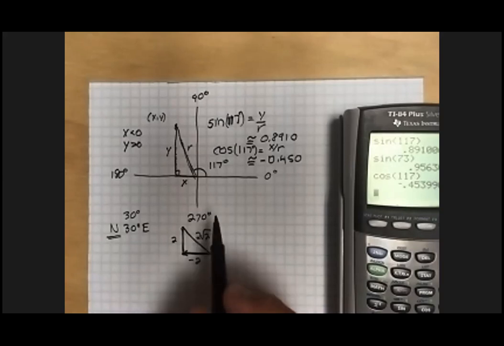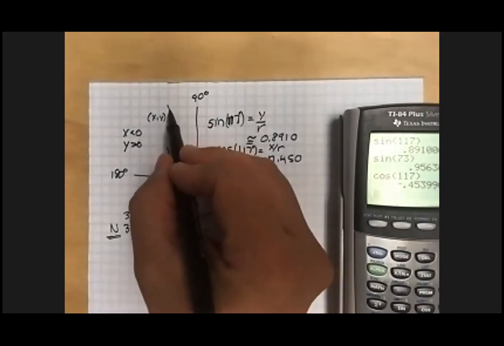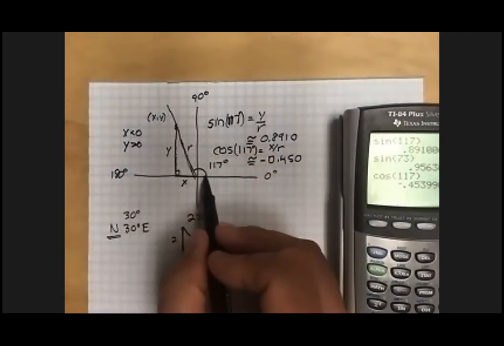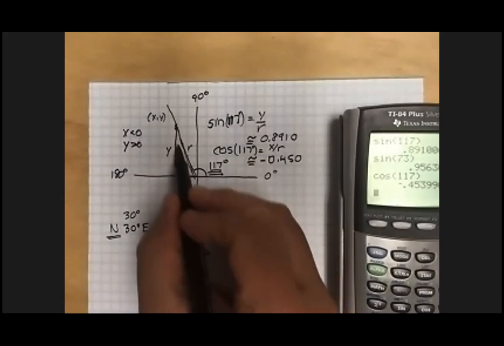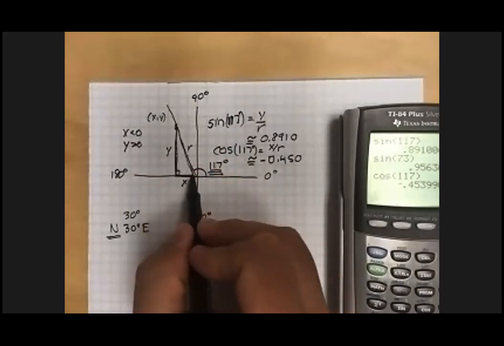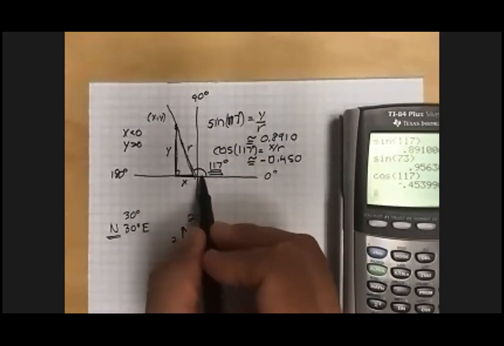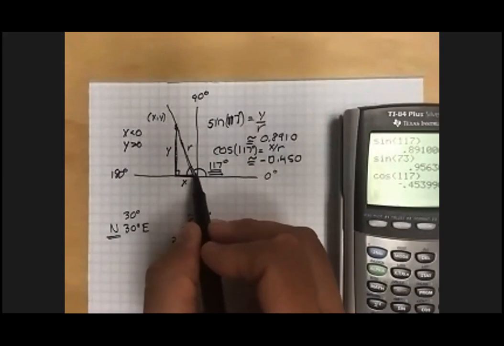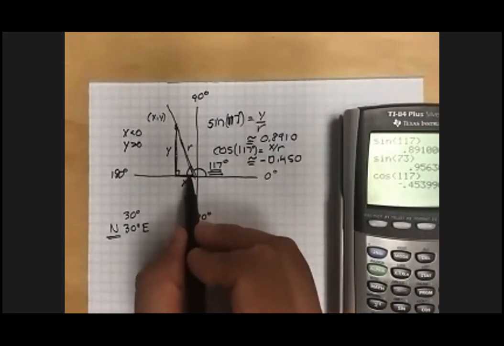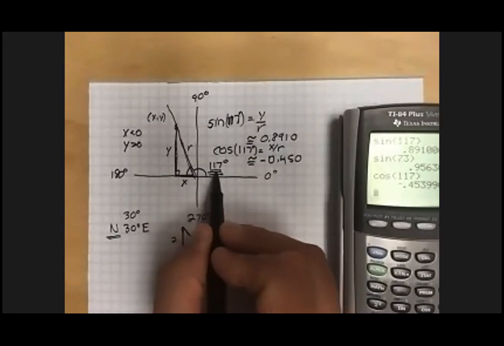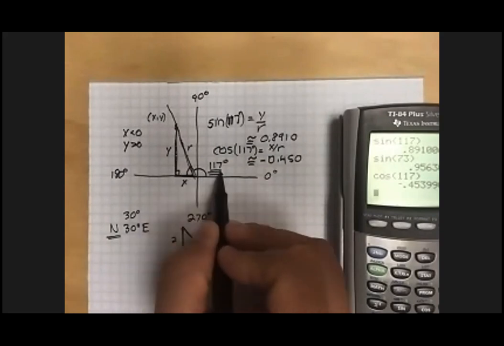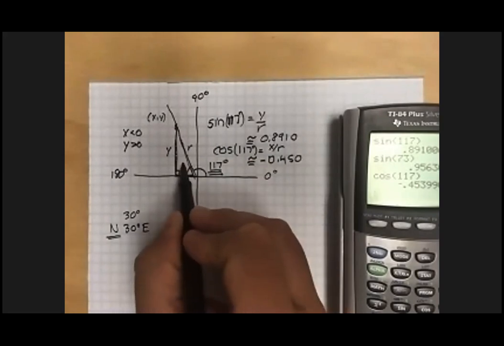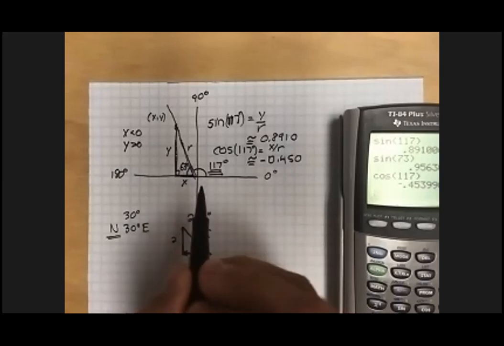So I want to differentiate. I want you to make a difference between the full angle, 117, and this triangle that I'm going to draw here, which people call the reference triangle. If this is 117, then what's the measure of this angle right here? 180 minus 117, what would that be? 63 degrees.